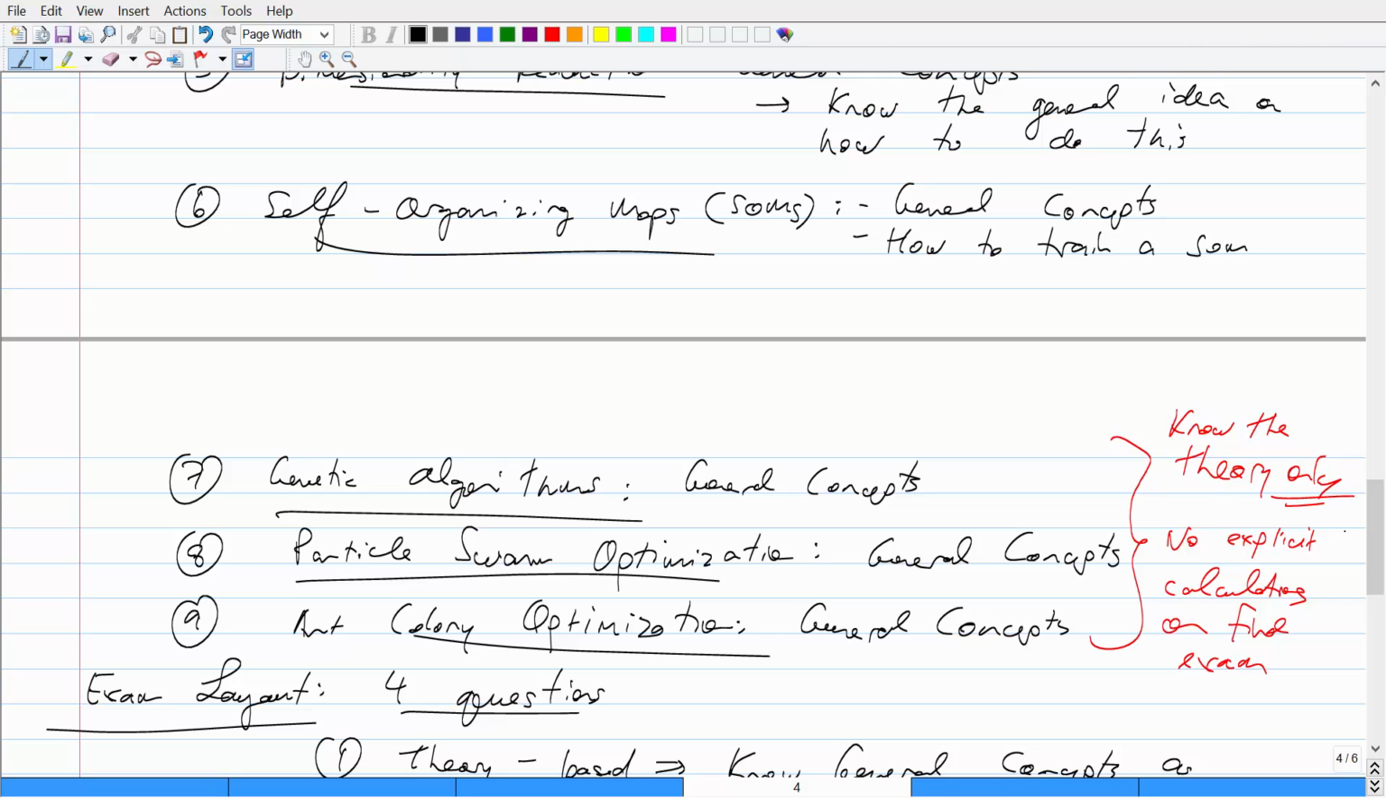So we've only covered stuff in a theoretical nature. I just want you to know exactly how the algorithms work. I'm not asking you to compute anything, so know the theory only. There's no explicit calculations, just know in a general sense how the algorithms work. That's what you're expected to know. Okay?